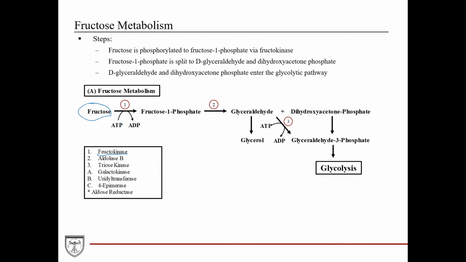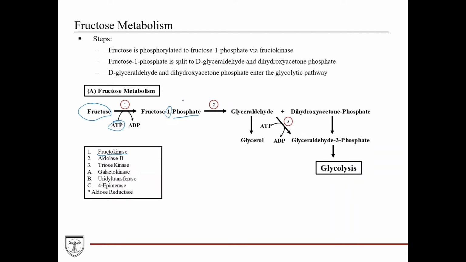And it uses a phosphate group from ATP, and it adds it onto that one position to give you fructose 1-phosphate. This is analogous to glucokinase or hexokinase, which phosphorylates glucose into glucose 6-phosphate. And remember, the purpose of that phosphate group is to trap fructose within the cell so that it cannot leave.